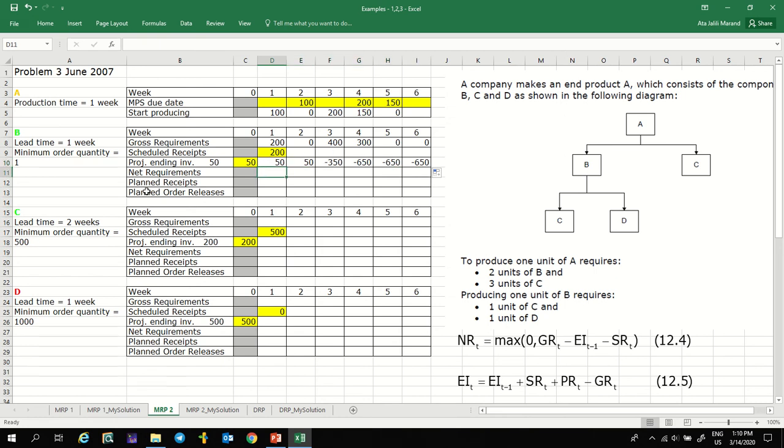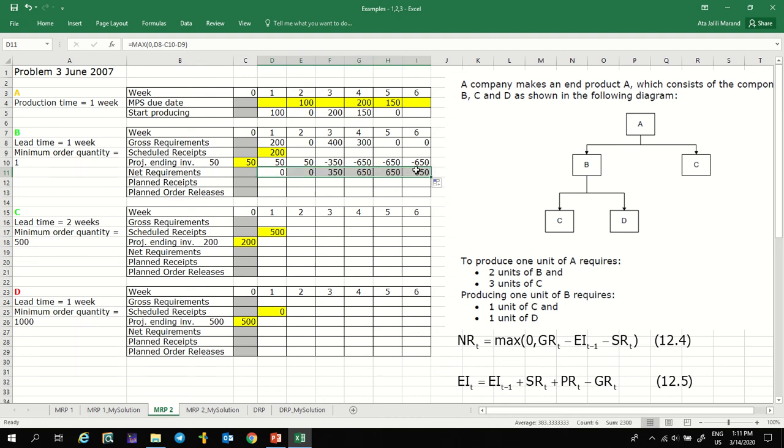Now I am doing the net requirement calculations. We are using the formula for the net requirement, and it is the max of 0 and gross requirement minus ending inventory from the previous period minus the scheduled receipt. So here the inflow, the scheduled receipt plus the inventory from the previous period, is enough to satisfy the gross requirement of 100, so net requirement is equal to 0.